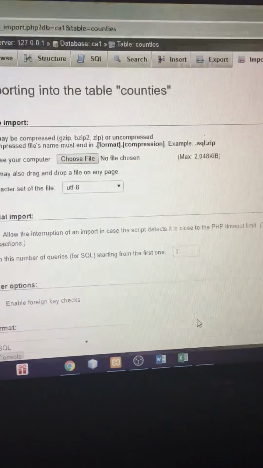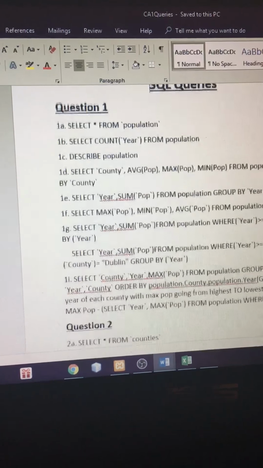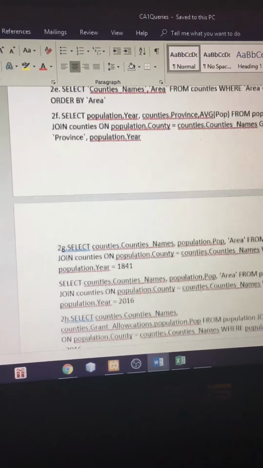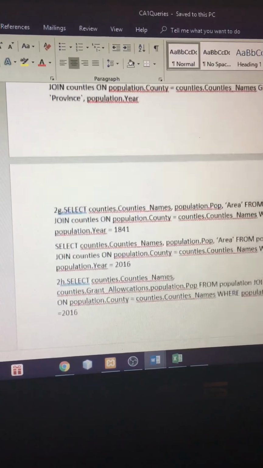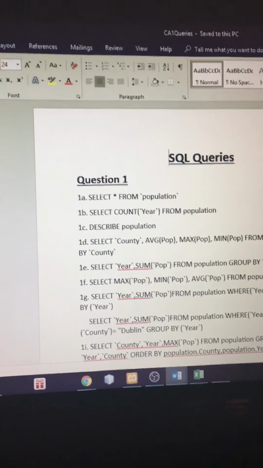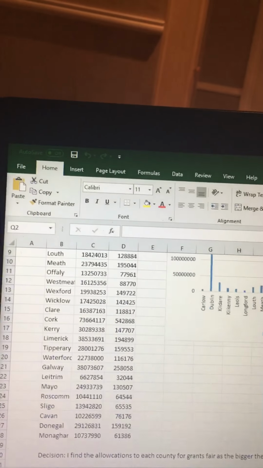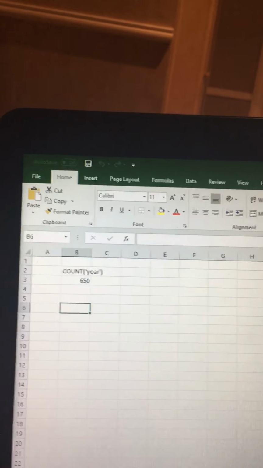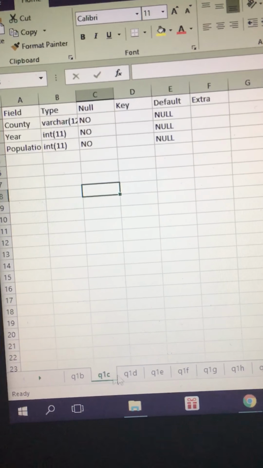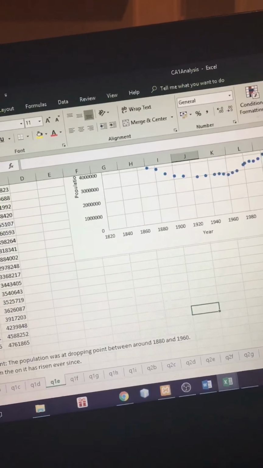Over here I have all my queries. Question 1 queries from 1A down to 1I, and question 2 queries from 2A down to 2H. All the queries are just in that. Then on my CA1 analysis goes from question 1B, that's the output, to question 1B, question 1C, question 1D, and question 1E had a graph.